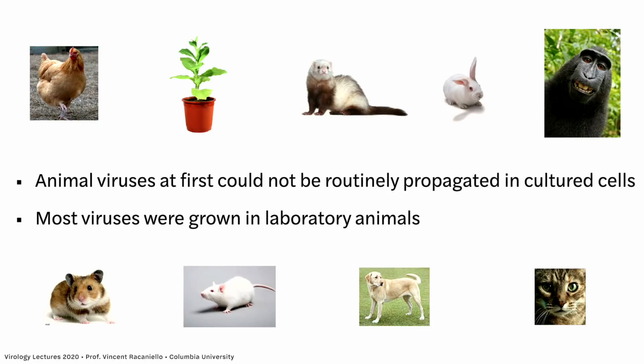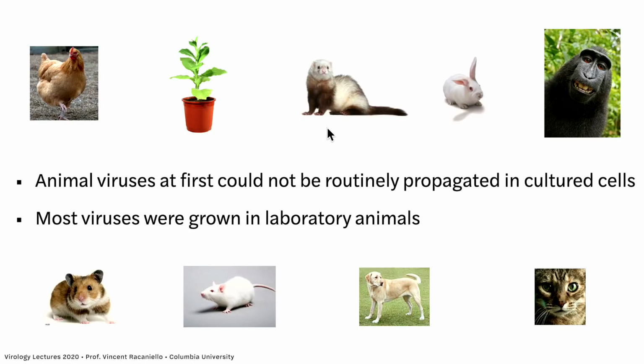That didn't come out until the 40s and 50s, actually. We'll talk a little bit about that today, but we had to use animals of various sorts, like chickens and ferrets and rabbits and non-human primates, rodents, dogs, cats, whatever people could get their virus to grow in. And they would make stocks of viruses in animals.